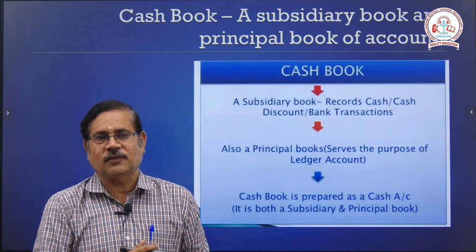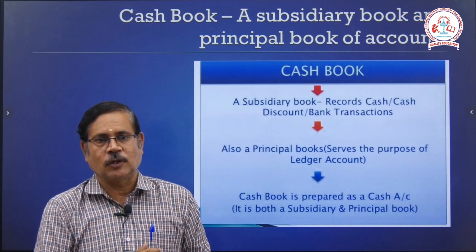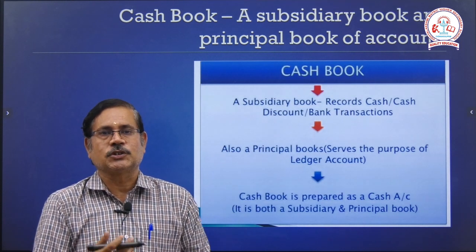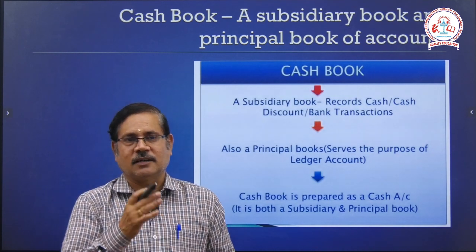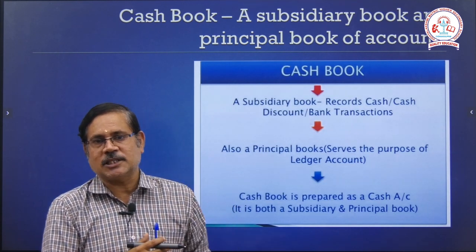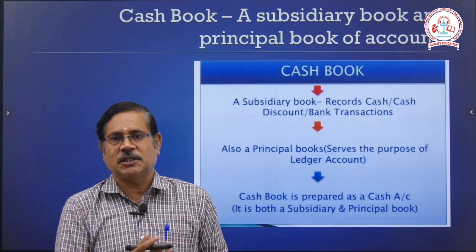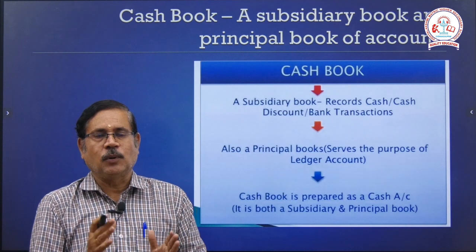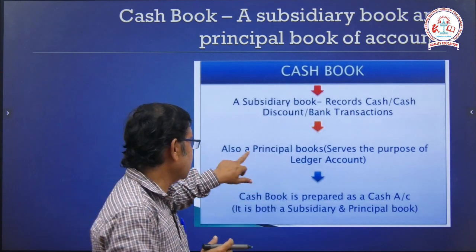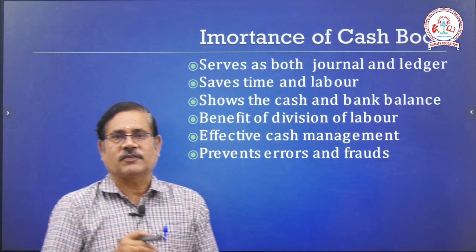What is the rule for the real account? The golden rule of accounting is: debit what comes in, credit what goes out. So the cash book also resembles the real account. The cash book is prepared as both a subsidiary book and a principal book. Next we will go to the importance of cash book.